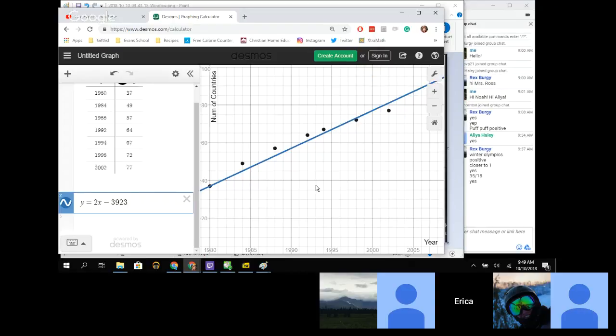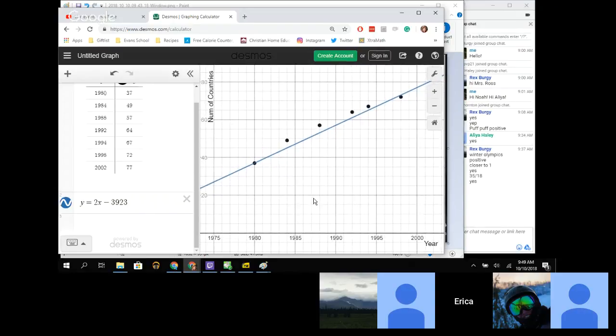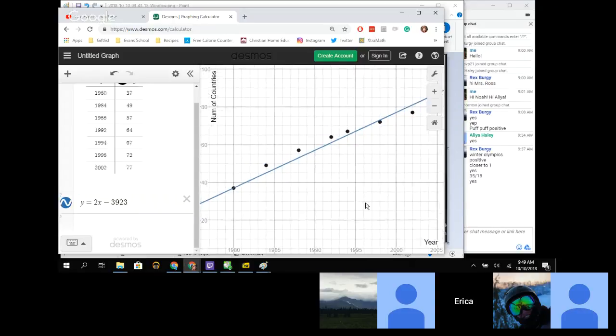Right? Or I could say, oh, well, in 1976, how many countries participated? Well, based off of the data, in 1976, we had 29 countries participate. Okay. The model works best, though, in the in-between.